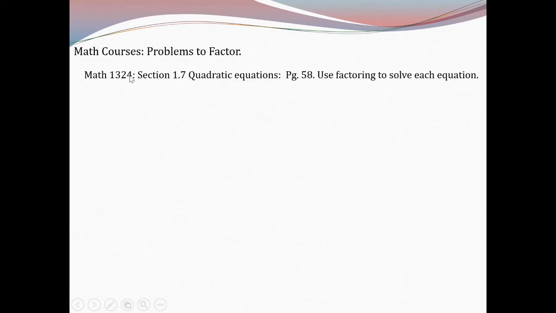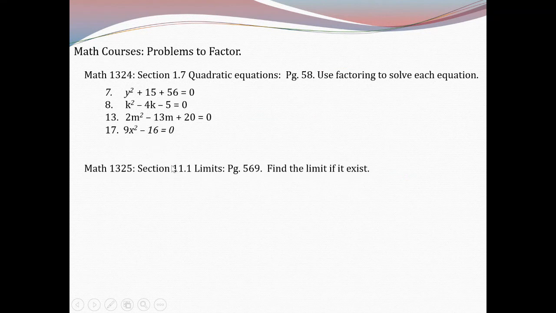Okay, now guys, we have like 13 minutes, so let me try to finish out real quick. Hey guys, these are the math courses. These are problems that I got from the textbooks. This is Math 1324, section 1.7, quadratic equations. Use factoring to solve each equation. So these are the ones from 1324, from the actual book. These, I already kind of covered. This is the easy factoring, the factoring by grouping, and this is the perfect squares.